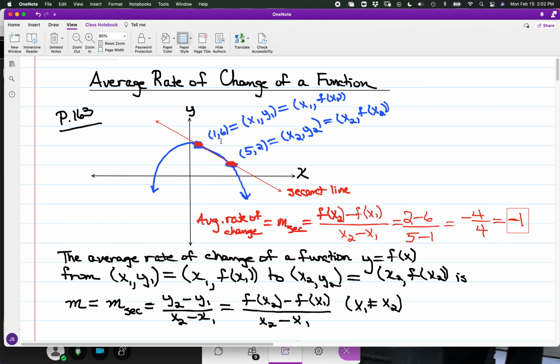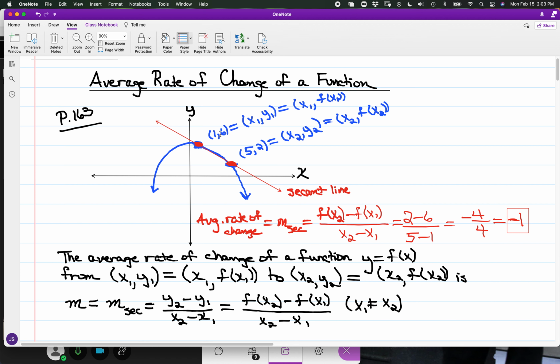And just looking at the graph, we have (1, 6). If we let this be the first point, in xy notation we can say this is x1, y1, and in functional notation we have x1 and, in lieu of y1, f of x1. For the second point, we have (5, 2), so we have x2, y2, and in functional terms x2 and, replacing y2, f of x2.